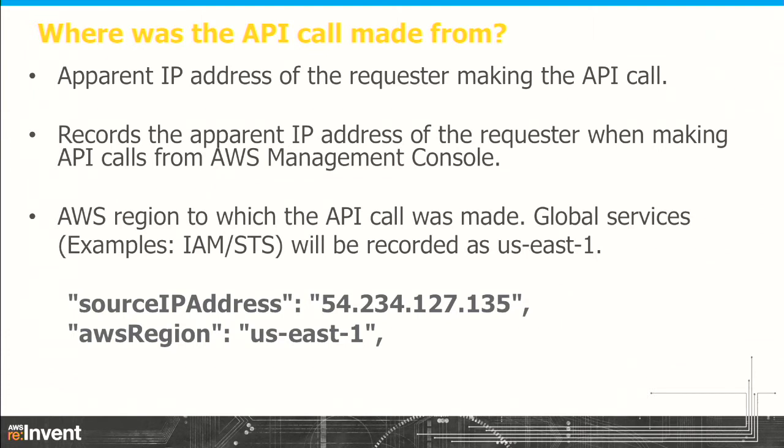So for example, you can see the source IP address, which was my desktop in this case. You would also see the particular region the API call was made to. If you're using a regional service and sending requests to a particular endpoint in a particular region, that AWS region information will be captured. In the case of global services, like IAM and STS, as we have discussed, the AWS region will be recorded as US East 1, where those services are located.